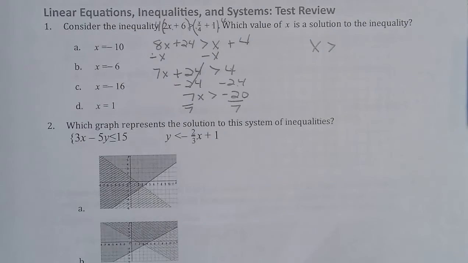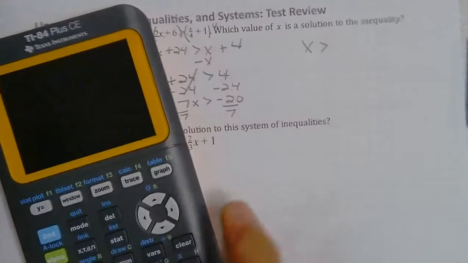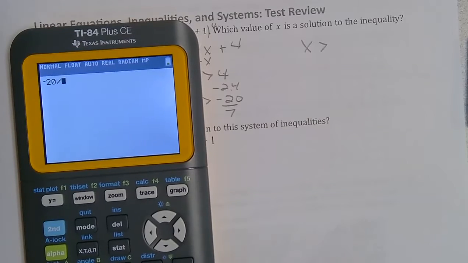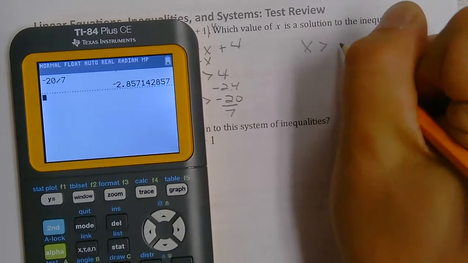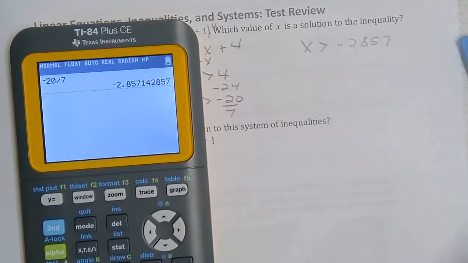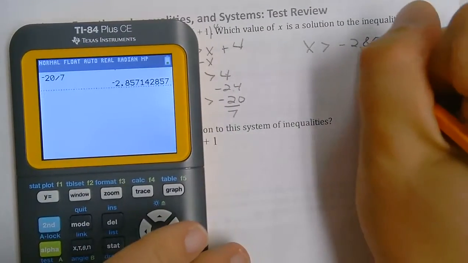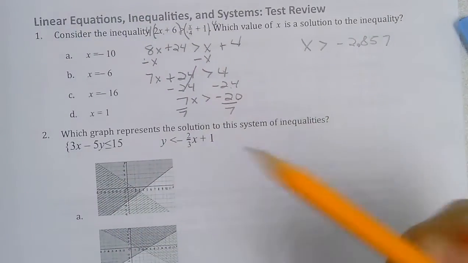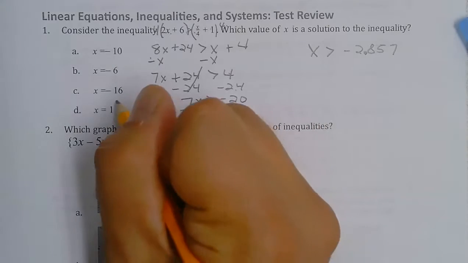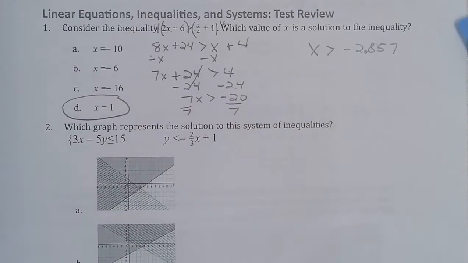So I'm going to simplify that to a decimal. And it's negative 2.857, approximately. So we just have to look at, well, which one of these is bigger than negative 2.857? And here would be our solution.